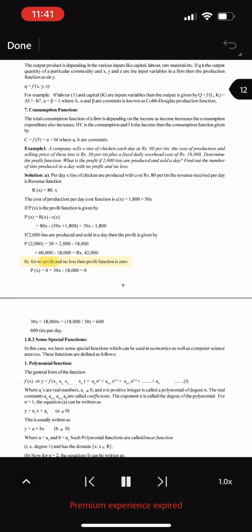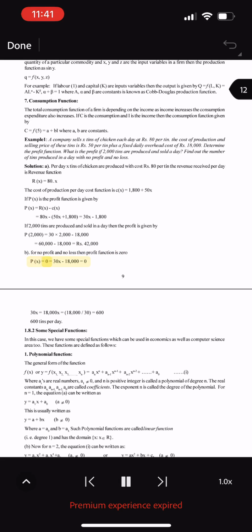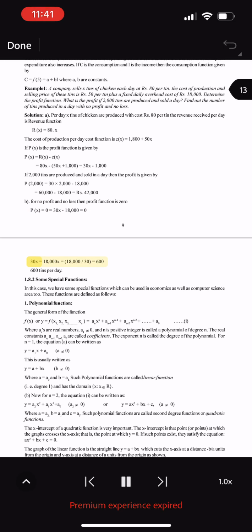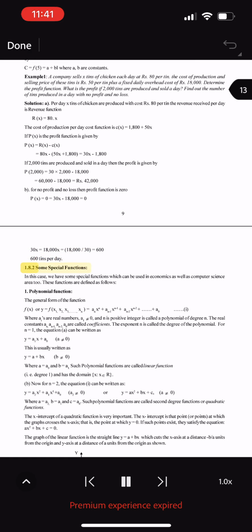For no profit and no loss, the profit function is 0. P(X) = 0 gives 30X - 18,000 = 0, so 30X = 18,000, X = 18,000/30 = 600. 600 tins per day.